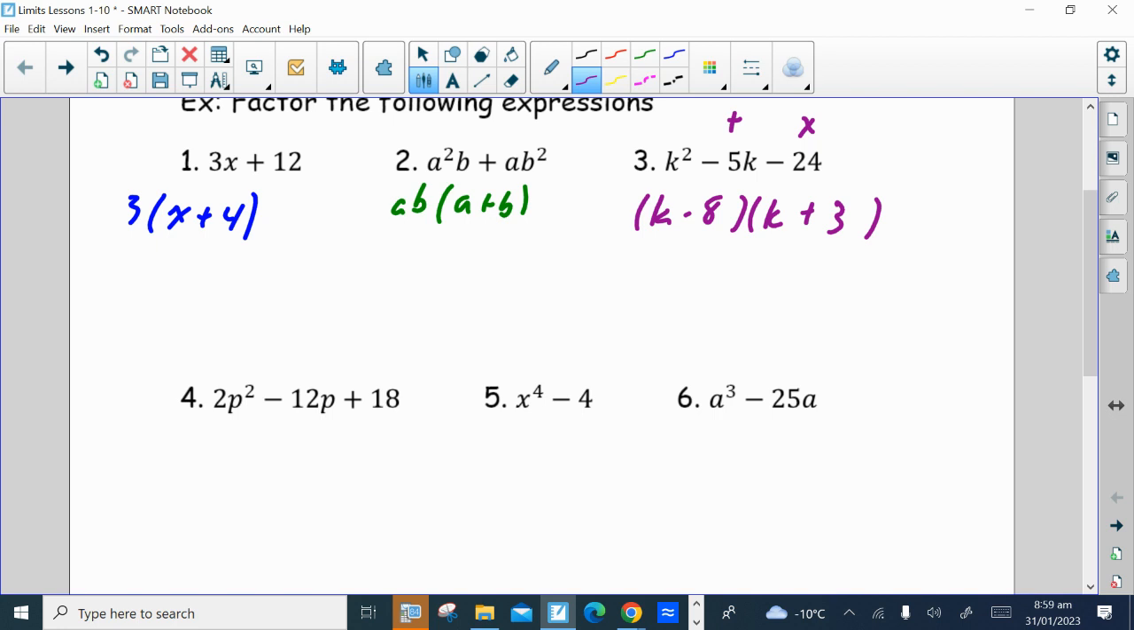But there's your factors. And remember, you can always multiply out factors to make sure you get what you start with. If you multiply the k's together, that gives you your k squared. The outer product will be 3k, the inner negative 8k. 3k minus 8k is negative 5k. And then the last, negative 8 times 3 is negative 24.